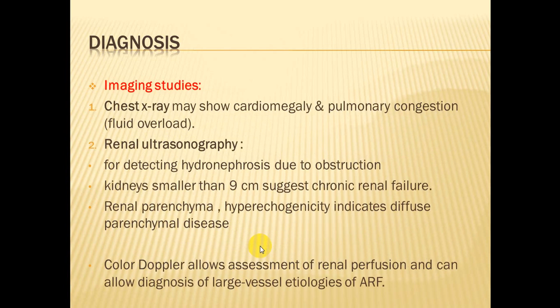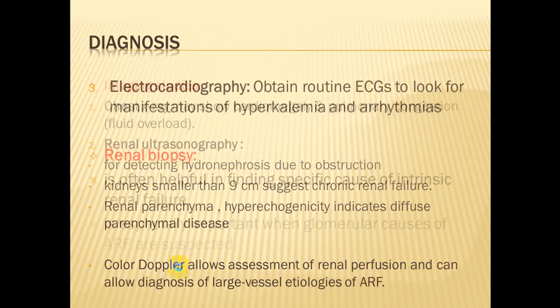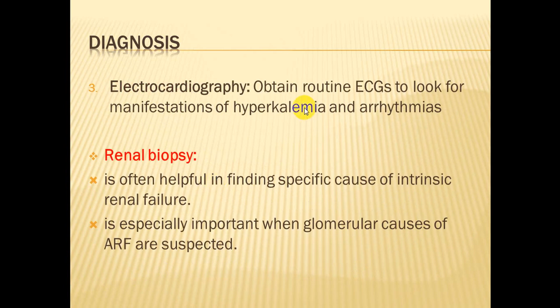For imaging studies as part of the diagnosis, chest X-ray may show cardiomegaly, pulmonary congestion. Renal ultrasound can detect hydronephrosis or other primary disease. Doppler can assess the renal perfusion and allow for identifying large vessel etiology. ECG is mandatory for looking for the manifestations of hyperkalemia or hypocalcemia and arrhythmia. Renal biopsy is helpful to find the specific cause of intrinsic renal failure, but is not routine in the management of acute renal failure. It is important when glomerular causes of acute renal failure are suspected.